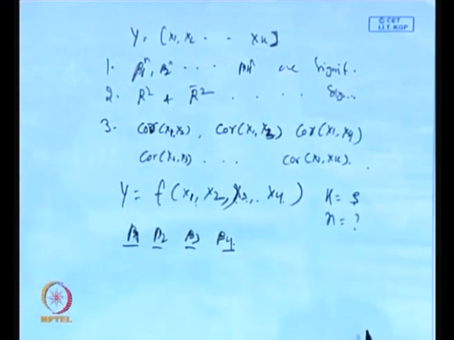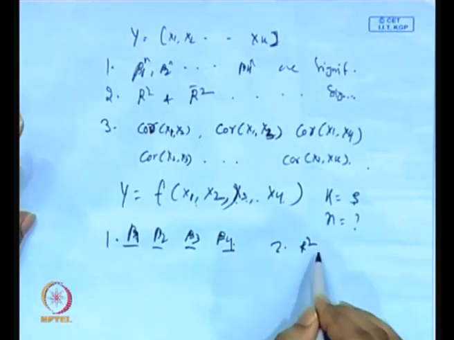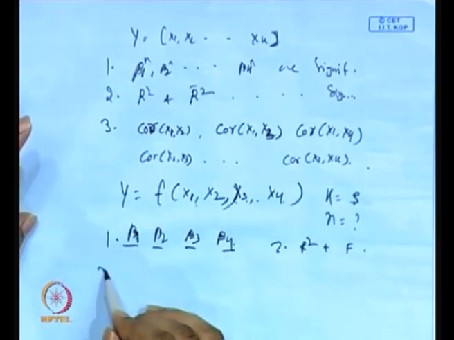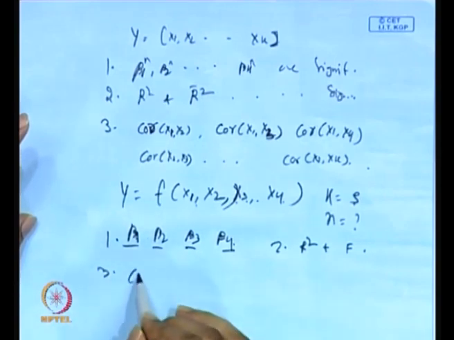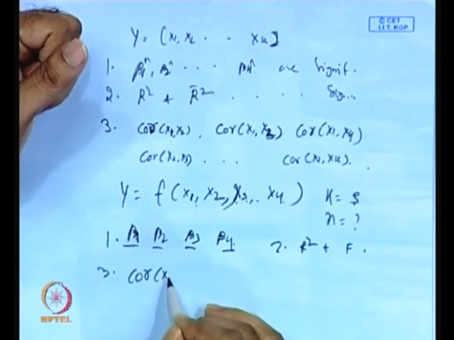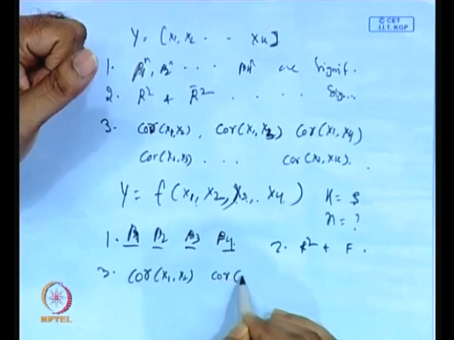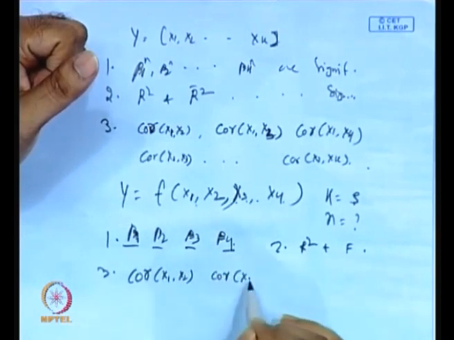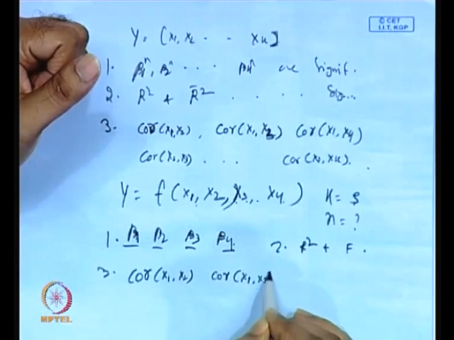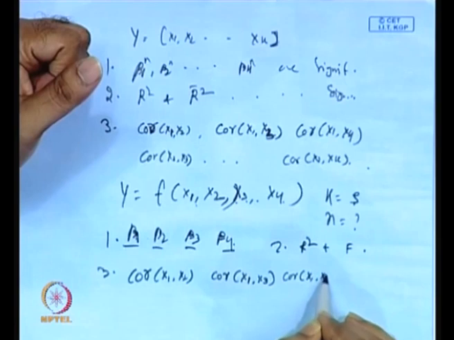Now what we have to do here is highlight the multicollinearity issue. That is one, and second is the R square issue and F statistic issue. The third problem is here. So we have correlation between X1 and X2, then correlation between X1 and X3, then correlation between X1 and X4.